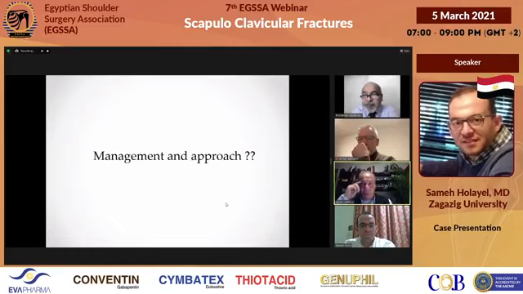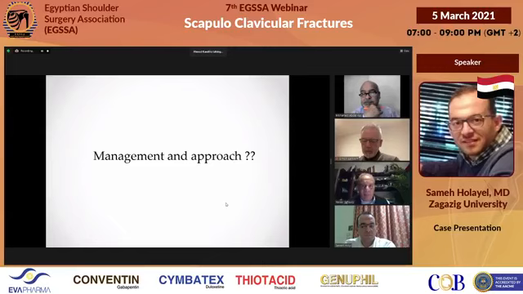Yes. So this comes when you're going to think of the approach, and we'll discuss later whether to begin with the clavicle or the scapula. That's my question now, regarding the management and the approach. So now when we come to the management approach, my questions are: first, do we have to fix both scapula and clavicle? This is my first question. Second question is, do we start with the scapula or do we start with the clavicle? So I'd like to hear your answers.